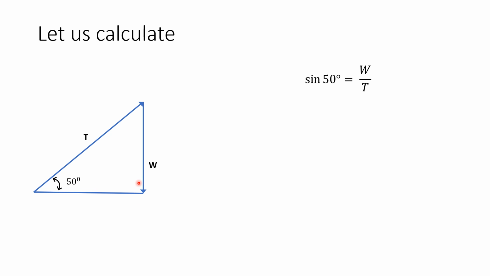So the answer will be, we know that the message board is 3 kilograms and the gravitational acceleration is 9.81 meters per second squared. If we rearrange this equation, the tension will be 38 newtons.